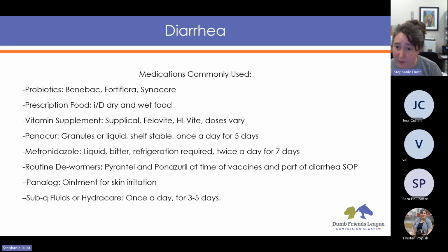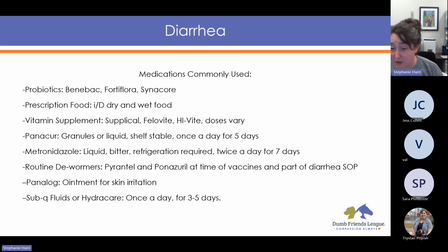Metronidazole is typically a liquid. We do have a pill form, but that's usually for dogs because they're bigger, so they have a higher dose. Metronidazole can be bitter, so it doesn't have a great taste to it. It needs to be refrigerated, and it's typically given twice a day for 7 days. Metro is the medication that you're going to get a really adverse reaction from your foster animal. So they tend to be a little bit dramatic, and they spit and they hiss and they drool and they get really upset and grossed out by the Metro because it has kind of a stronger bitter taste.